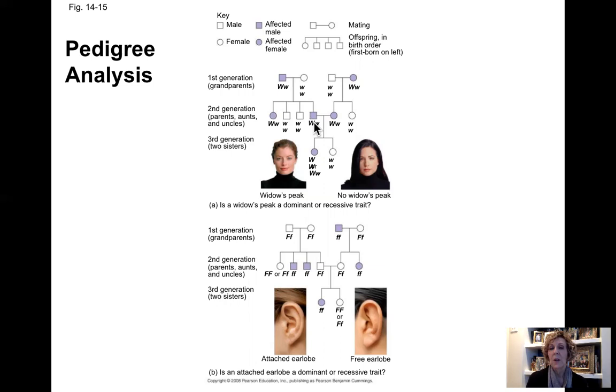Here I have a male who is married to another female, but they are both heterozygous for widow's peak. And you can see that they would have, in this case, two daughters, one has a widow's peak and one does not. Same situation with, in this case, attached earlobes, okay? So attached earlobe is recessive to free earlobes, right? That you don't have that little connection. So you should be able to read a pedigree, and that's important in genetics.